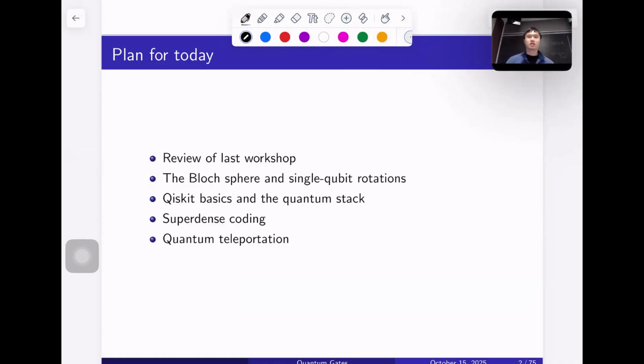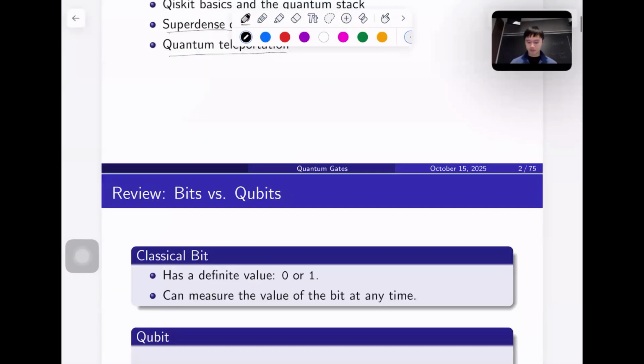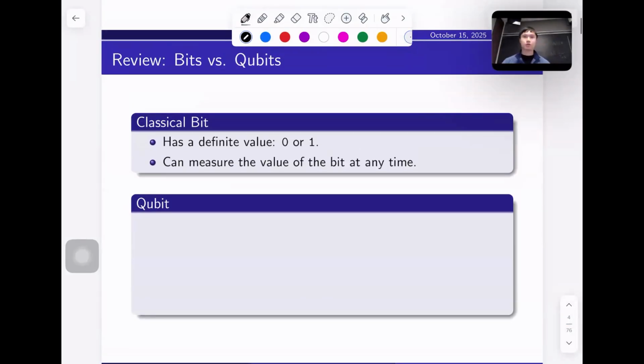And then we're gonna talk about the Bloch sphere, which is a nice way to visualize these quantum states. And we'll talk about the general single qubit rotations that you can perform on the sphere. Then we'll talk about Qiskit really briefly and how Qiskit works and how it integrates with the full quantum stack. And then we'll talk about superdense coding and quantum teleportation, and we'll do the other one if time permits. So yeah, just to get started with a review.